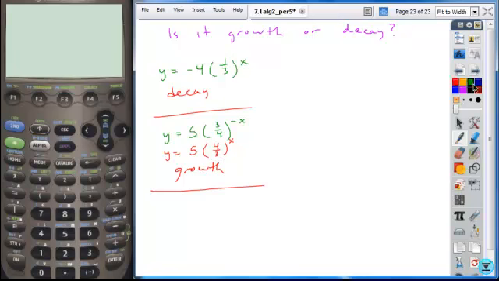Okay. Let's try the following. Growth or decay? So is the base of our power a number less than 1 or greater than 1? Less, so it is decay.